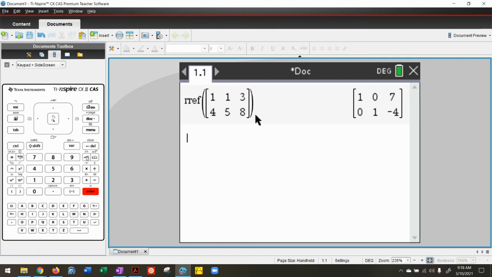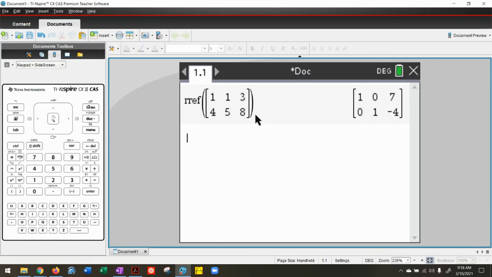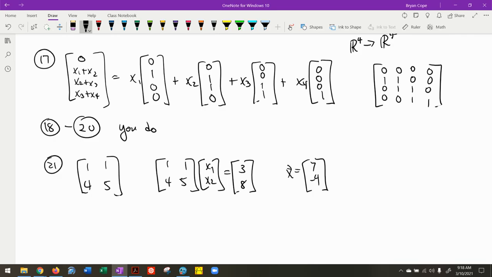So we see that the input vector must be (7, -4). So this is an onto and one-to-one transformation. The vector is (7, -4). We get a unique solution. So we get at most one and at least one, which means there's exactly one. The problem didn't ask for that. I'm just stating that for you.